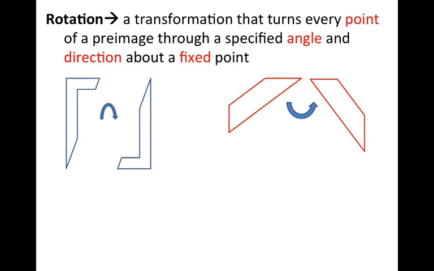And starting out, a rotation is a transformation that turns every point of a pre-image through a specific angle and direction about a fixed point. So looking at these two shapes, you can see that this one rotates this direction. If I were to find where it was rotating about, I would find somewhere in the middle, and it looks like right here would be the middle point, and it's rotating around that point.